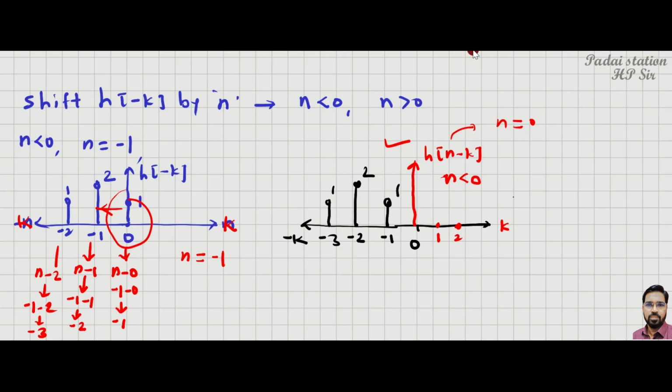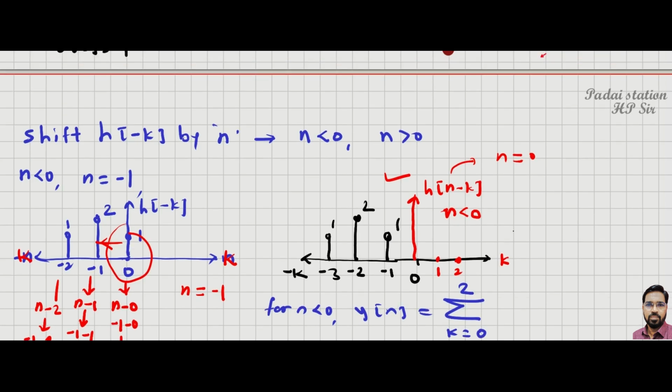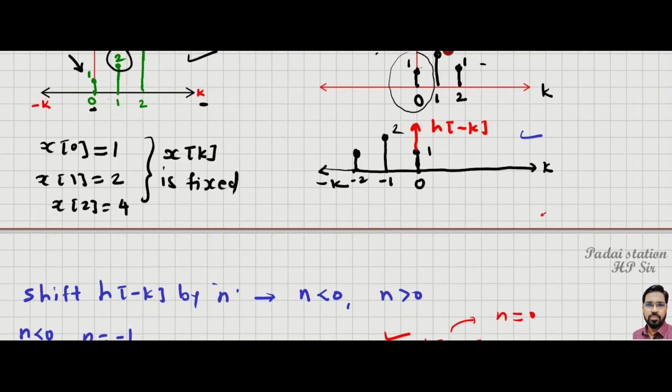We can write equation for that too. So let us write for that. For n less than 0, what is the output? So y of n is equal to sum k का क्या रेंज है? So it is 0 to 2. अब ये कहां से आ गया? ये आ गया x of k से. x of k is fixed. ये जो k का रेंज है, see here, range of k. So it is k is 0 to 2. 0 to 2 में ही सिर्फ x of k present है.